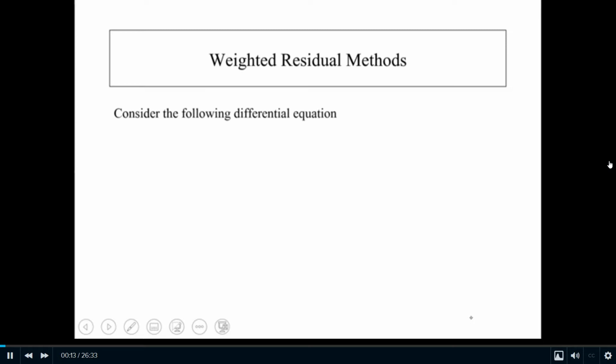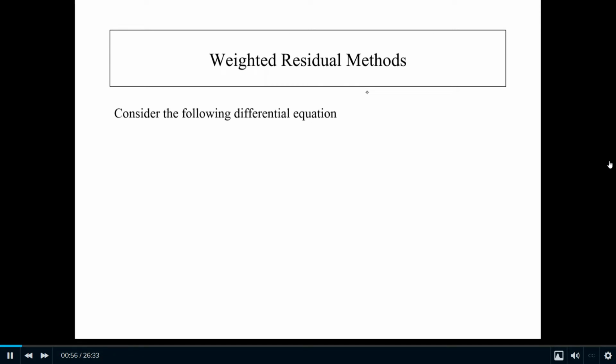Okay, as I told you, this one is probably the most general method among the three methods that we discussed for part one, the weighted residual method. It applies to virtually any problem where you have the equations. So you can apply this method to solve for an approximate solution for the problem.